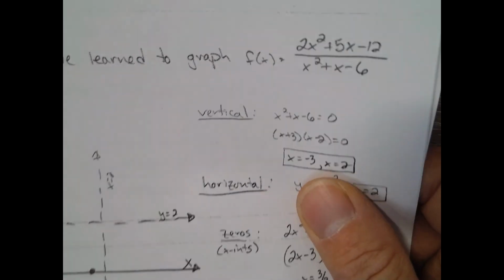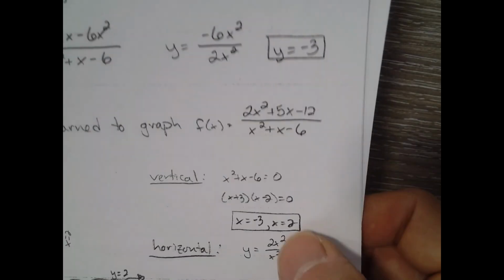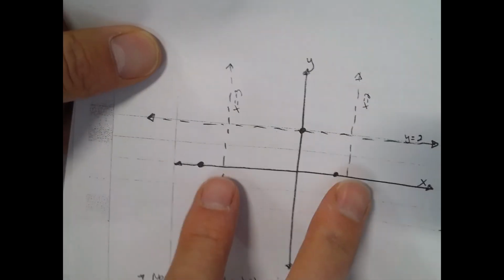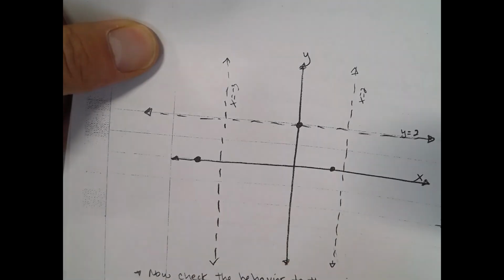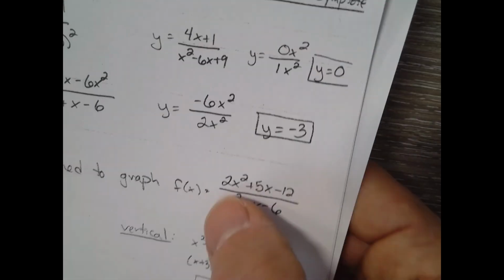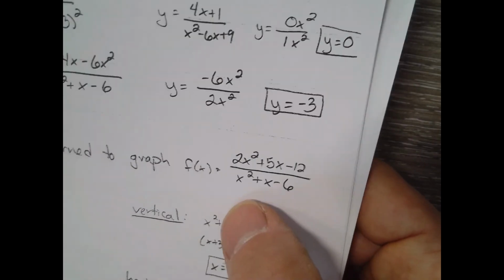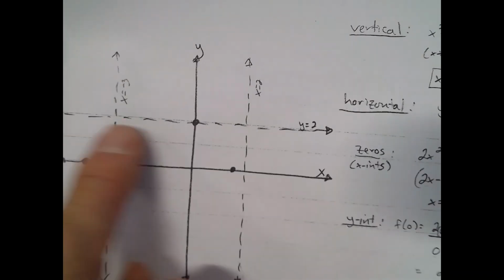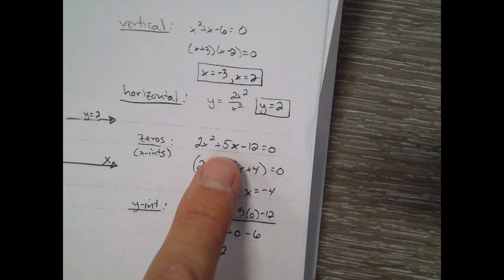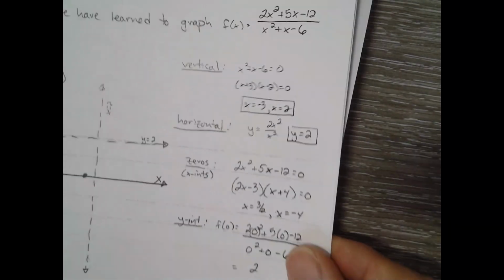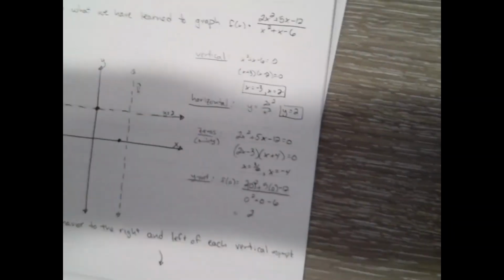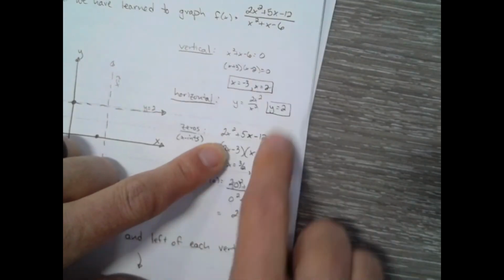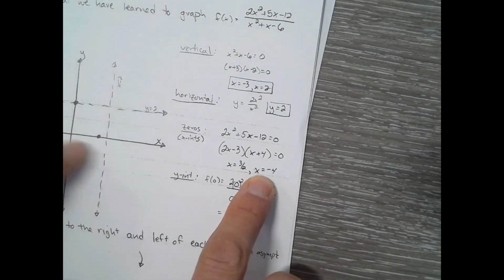All right, so vertical asymptotes are x equals -3, x equals 2. So there are my vertical asymptotes right there. I draw them, I sketch them. Horizontal, you can see it's at y equals 2 because that's the ratio. There's my horizontal asymptote. I can find my zeros. We just did that on the calculator. You can do it analytically by just setting the top equal to 0 and solving. We get 3/2 and -4.